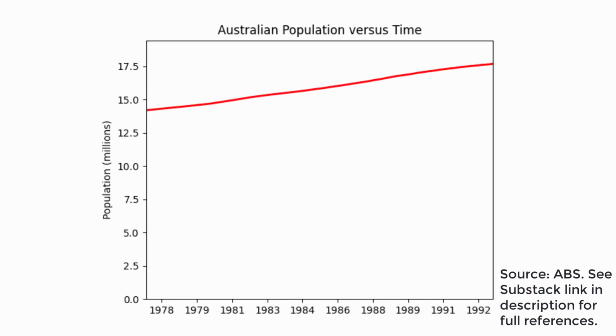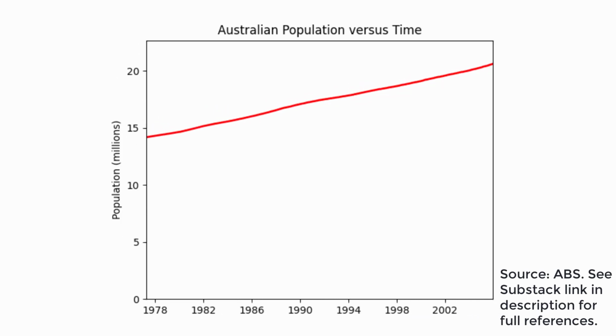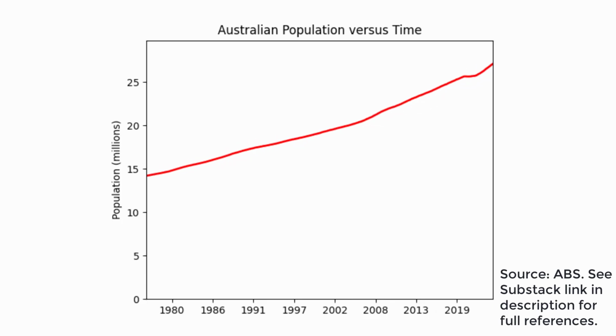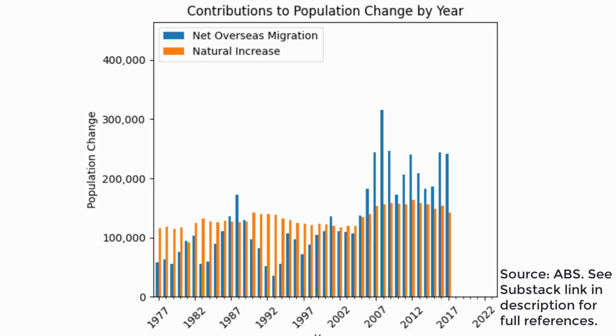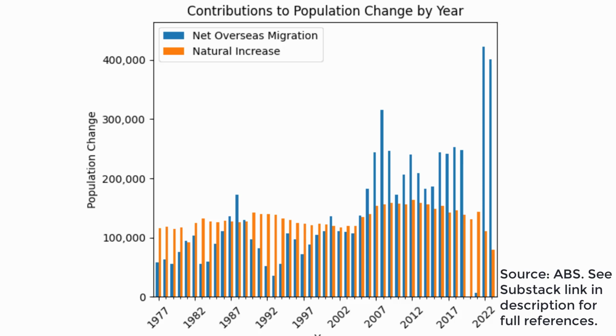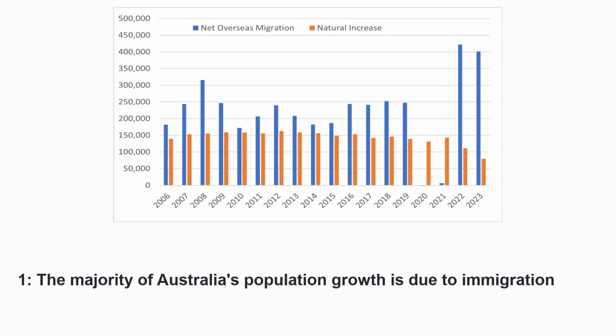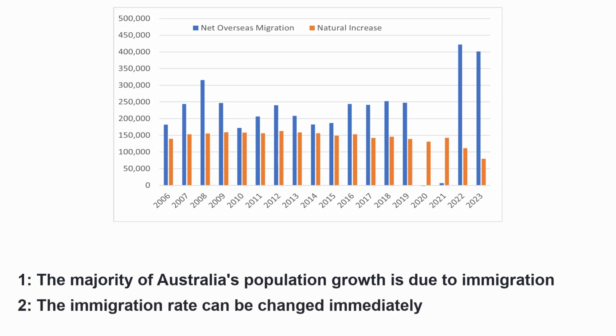Since 1976, Australia's population has almost doubled, growing from 14 million to 27 million. There are two components to this population increase. Natural increase, which is simply the difference between births and deaths, and net overseas migration. There are two key points to be aware of from this data. Firstly, since 2006, the majority of our population increase has come from overseas migration. Secondly, the migration rate can be changed immediately by the government.